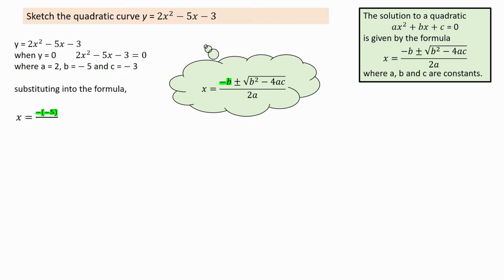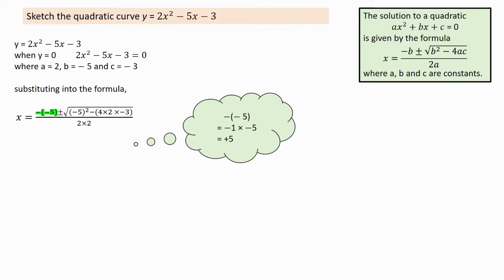Substitute b equal to negative 5 in the first term. Include brackets with a minus outside. Then substitute for b in b squared. Include brackets with a square outside. Substitute for a and c in the term for ac, also including brackets. And finally substitute for a in the denominator. Note that it is the whole of the numerator which is divided by the denominator.